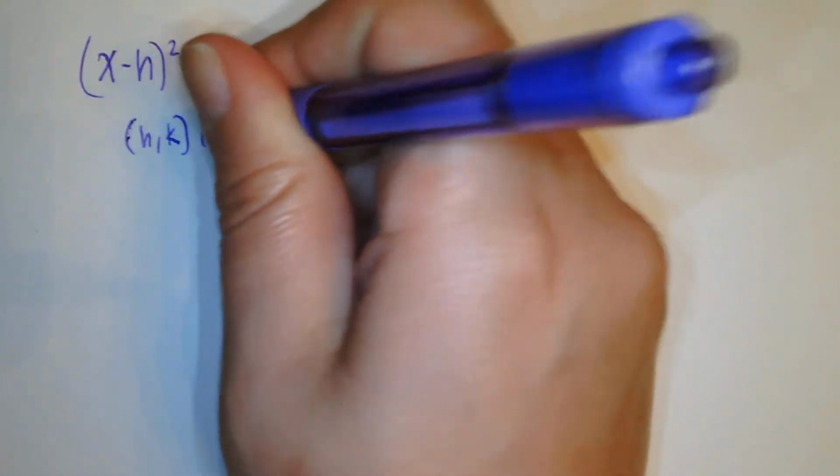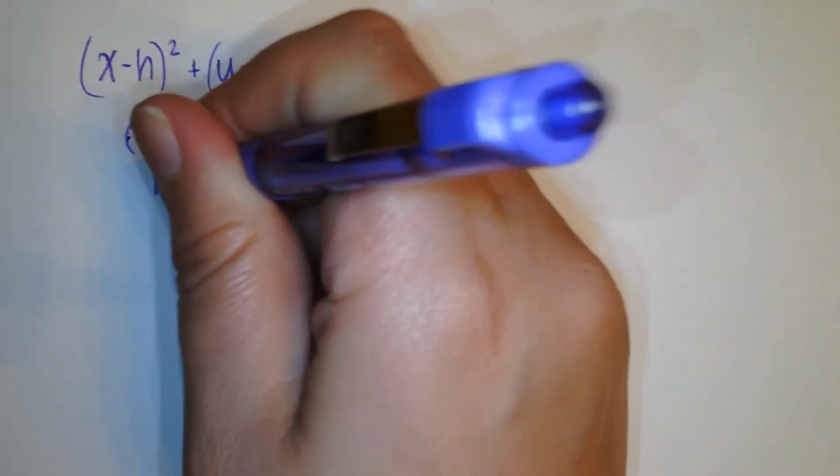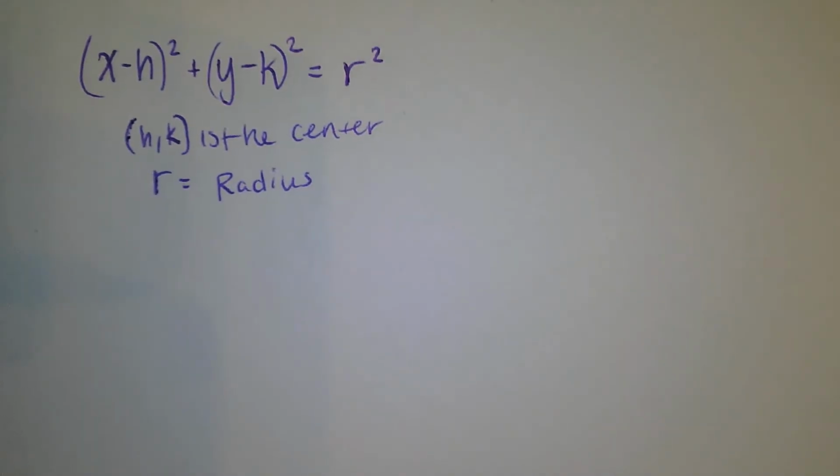Anyhow, our formula for the equation of a circle is (x minus h) squared plus (y minus k) squared equals r squared. (h, k) is the center. You knew that already. And guess what r is? The radius. So graphing a circle is actually really easy. I mean, the hardest part about graphing a circle is making it look like a circle.